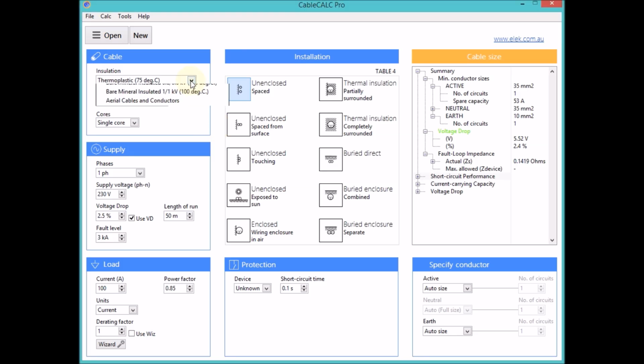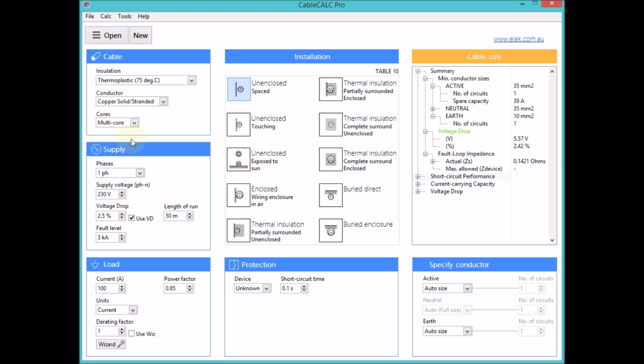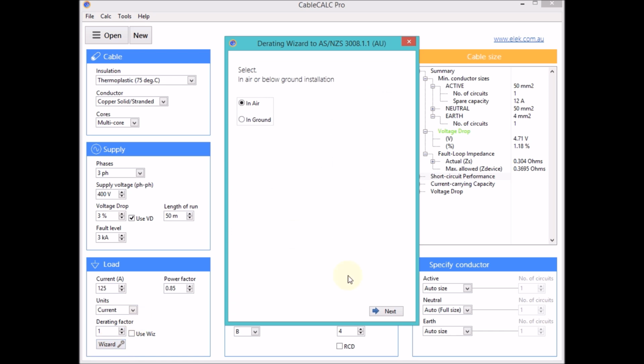The first thing we do is set the cable data. We set a 3-phase supply and permissible voltage drop of 3%. The installation is set as unenclosed and touching. The derating wizard is used for determining two derating factors, one for the grouping and the other for the ambient temperature.